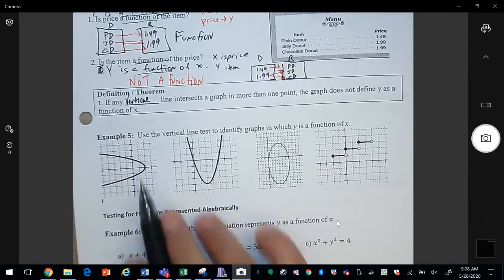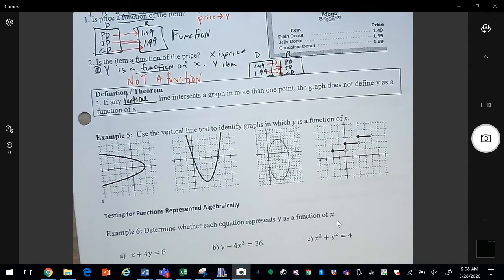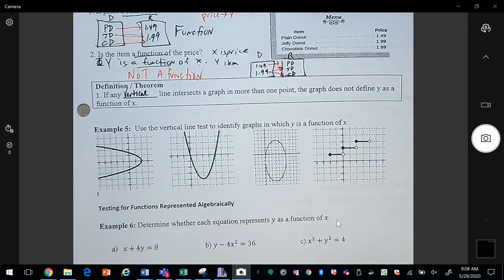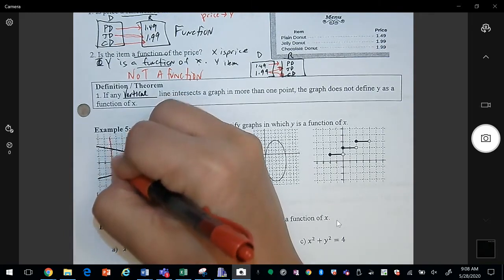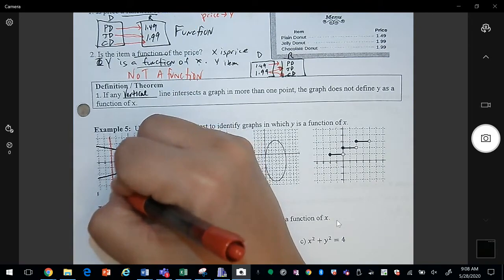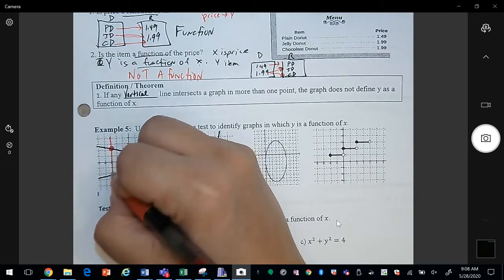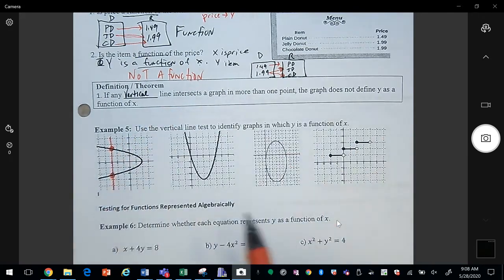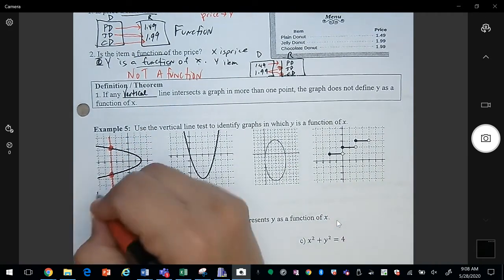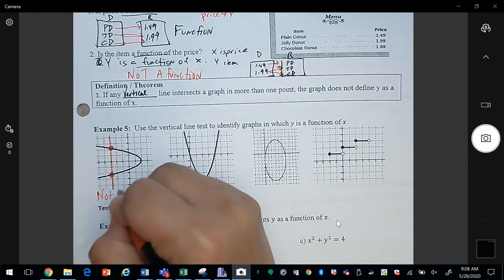So basically, what this is saying is use a vertical line test to determine if y is a function of x. So you can draw a vertical line anywhere on the graph, and you want to consider all parts of the graph. And if this vertical line crosses the graph in two different places, like we have here, then that's going to make this not a function.